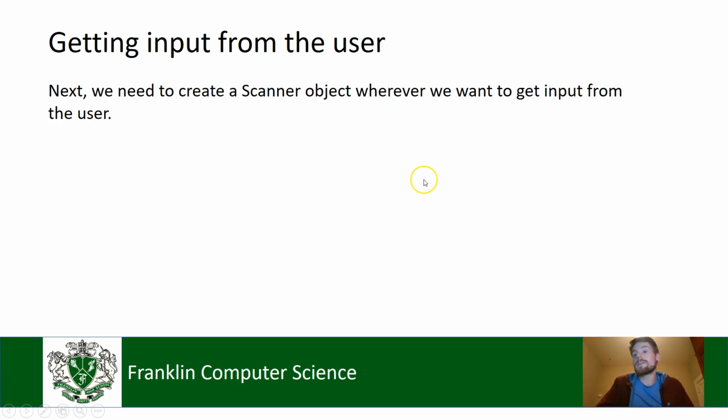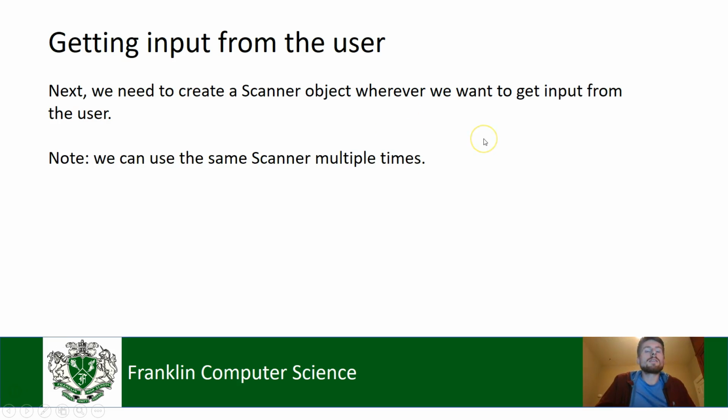Okay, so that's not the only thing you're going to need if you want to start getting user input. The other thing is you're going to have to create a scanner object wherever you want to get the input. So, for example, if I want to get input in the main method somewhere, I've got to create the scanner before I start getting user input. And one thing to note is that you can use that same scanner as many times as you want. So you don't have to keep recreating a scanner every time you want to get input. You just make the scanner once, and then you reference it using its name, and use it as many times as you want to get input from the user.